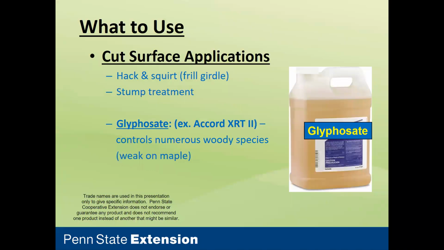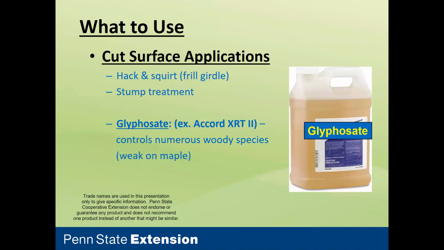What about cut surface applications? So things like stump treatments or hack and squirt frill girdle treatments. The product that I like to use most oftentimes is glyphosate. Controls numerous woody species, everything from beech to birch it'll take care of.